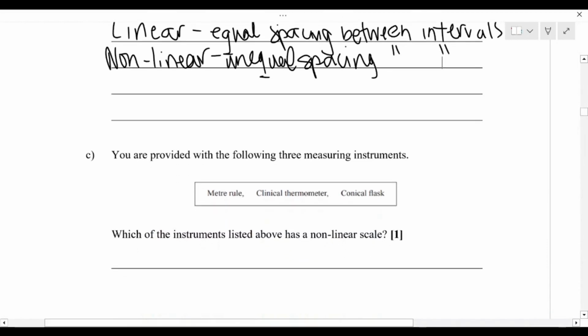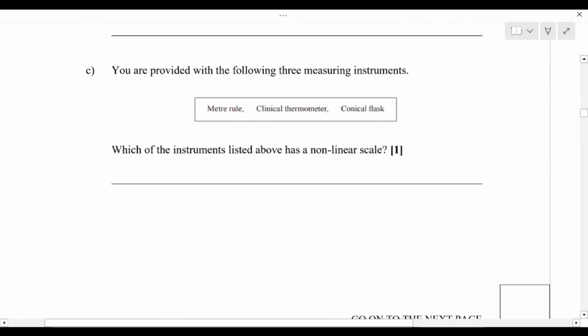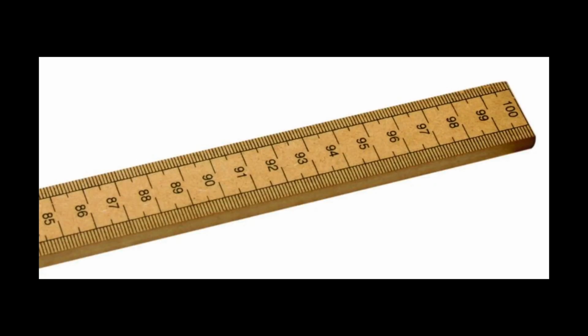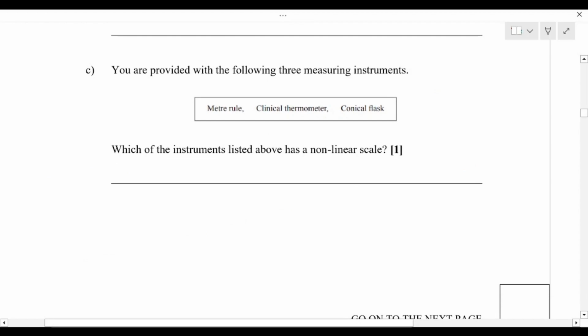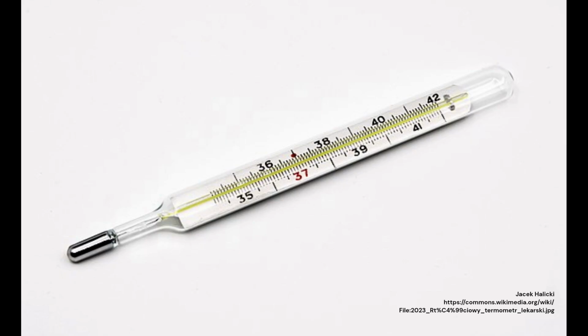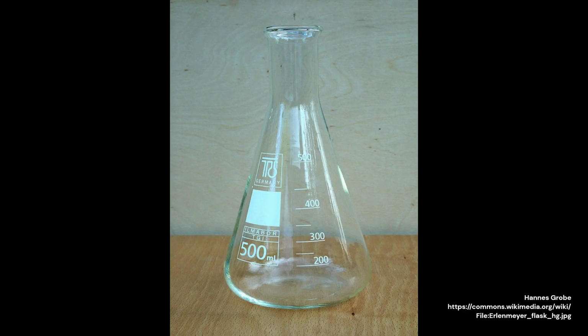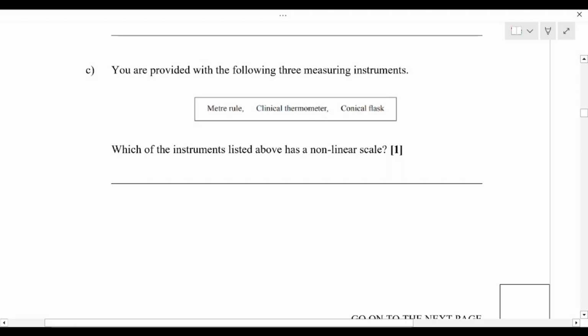Next, you are provided with the following 3 measuring instruments: meter rule, clinical thermometer, and conical flask. Which of the instruments listed above has a nonlinear scale? And we can see that the one which has unequal spacing between intervals is the conical flask.